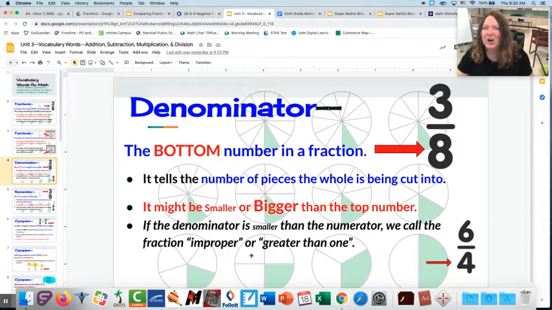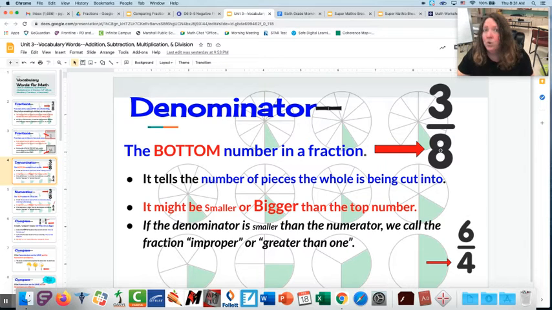All right, what are the names of the numbers? The bottom number is called the denominator. Say that, denominator. That's the bottom number in a fraction. It tells the number of pieces the whole thing is cut into. So however many equal cuts are made, remember fractions have to have equal size pieces, that's the denominator.